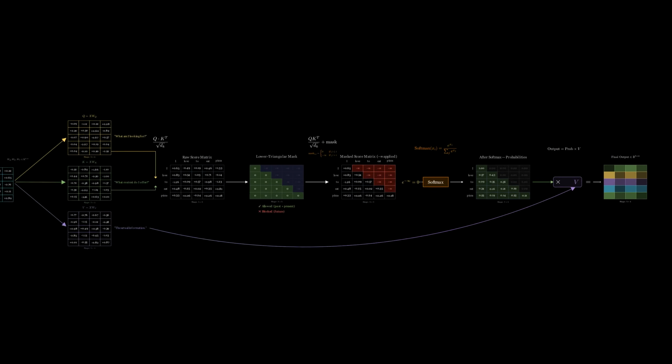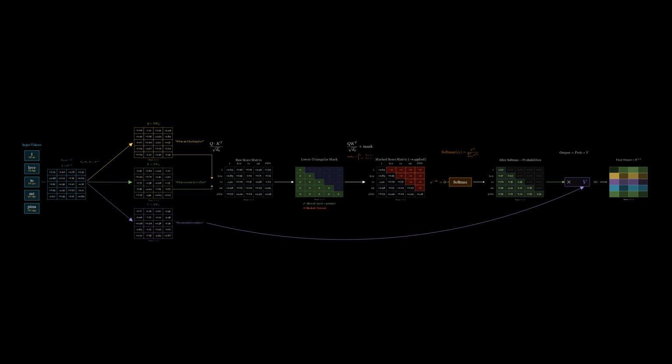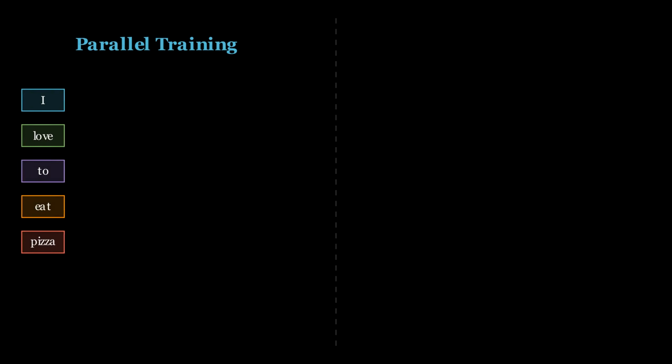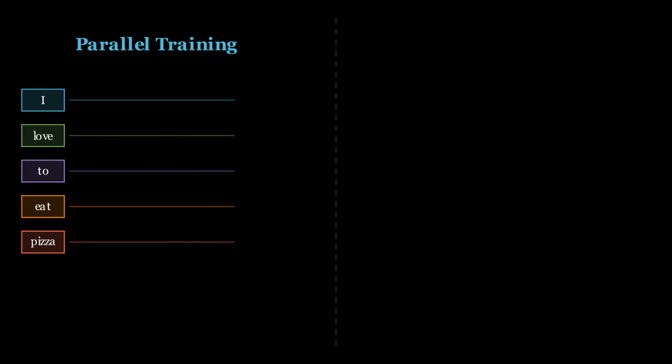Full pipeline in one shot. X in, Q, K, and V out, scores scaled by root d_k, mask applied, Softmax kills the future, weighted sum over V, and output out. We train in parallel. We respect causality. That's the deal. That is masked self-attention. And that's it. One mask, just a triangle of negative infinities, and we've solved the entire problem.